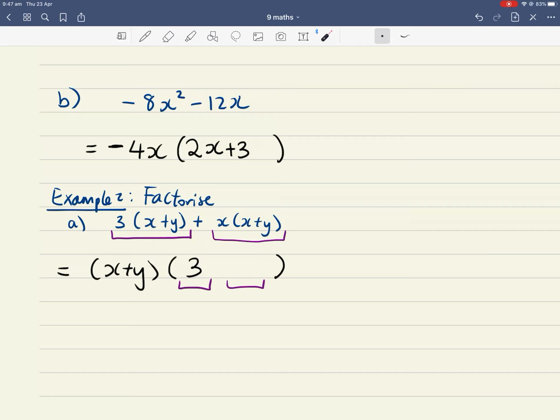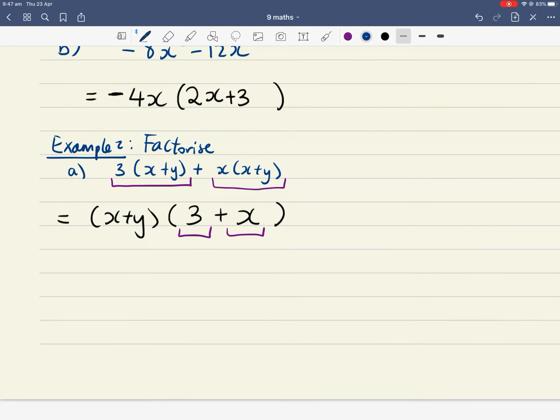Now, the next thing you're looking at is the second term. You have x lots of x plus y. In fact, positive x lots of x plus y, because don't forget to take the symbol in front of it. So the factor you're missing to get from x lots of x plus y to x plus y here is x lots. So inside you have plus x, because that's what you need to multiply to get x lots of x plus y. Again, you can always check your work by expanding your brackets.